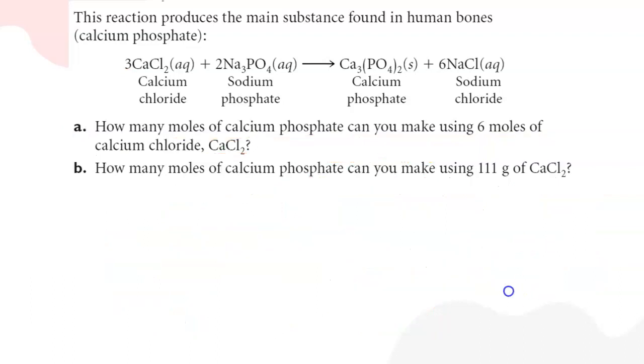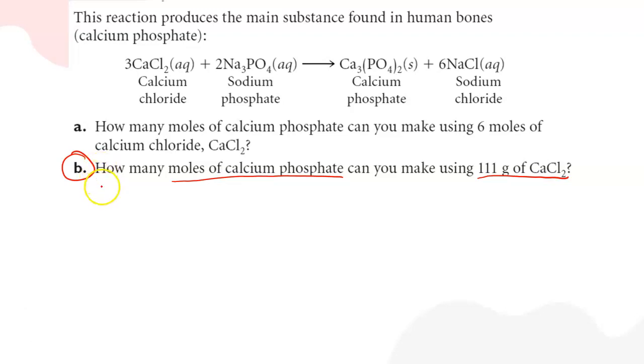Now try B. You should pause this video and try it yourself, and then continue forward. You can pause at any point if you get stuck where you're supposed to go. Looking at what we are given for B, we are given 111 grams of calcium chloride, and it asks us to find moles of calcium phosphate.